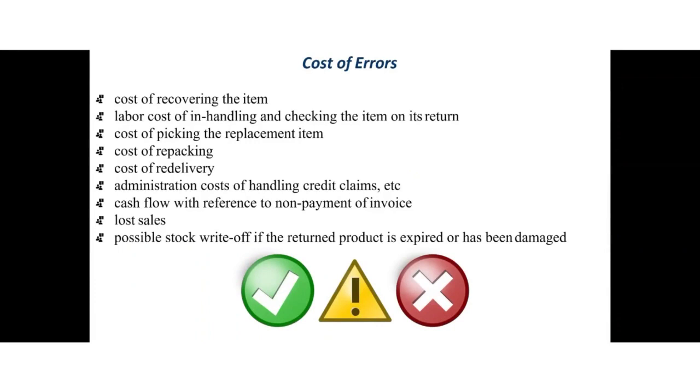The elements involved in an incorrect pick include cost of recovering the item, labor cost of in-handling and checking the item on return, cost of picking a replacement item, cost of repacking, cost of free delivery, administration costs, cash flows with reference to non-payment of invoice, potential loss of sale for the product incorrectly dispatched, and possible stock write-off if the return product is expired or has been damaged.